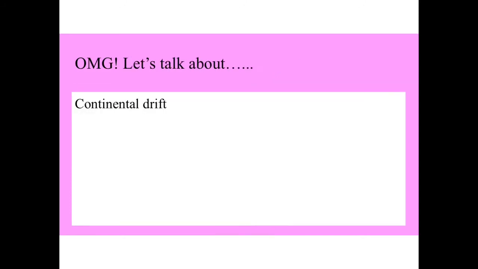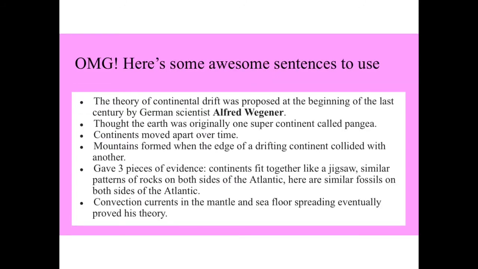Next thing then, looking at continental drift. Okay, so continental drift was a theory proposed by a man called Alfred Wegener. Okay, he thought that the Earth was originally one supercontinent called Pangaea, and the continents moved apart over time. Mountains formed when the edges of drifting continents collided with each other.